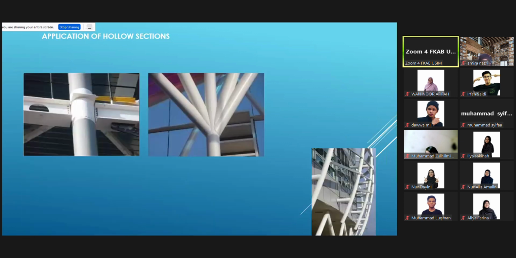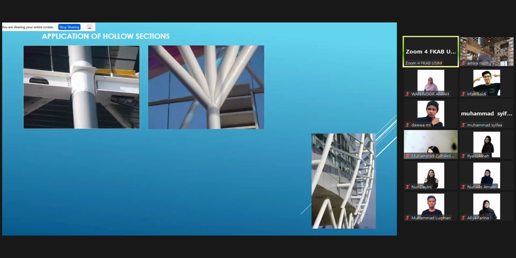Okay, external hollow section. And some images for hollow section. Get the way how they join. This one is like the force joint a bit. The number 2 one.